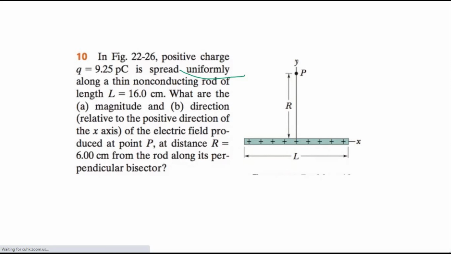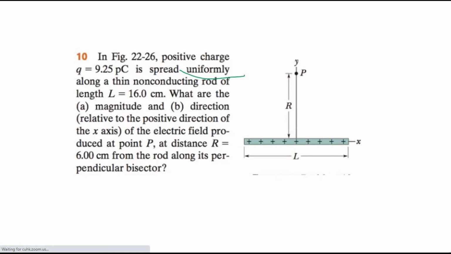That's basically dividing the L into many dl. Then treat each one as a point charge and check the electrical field. Then integrate the electrical field, but consider the direction, and then we can get the final electrical field. So here is just the same, right?